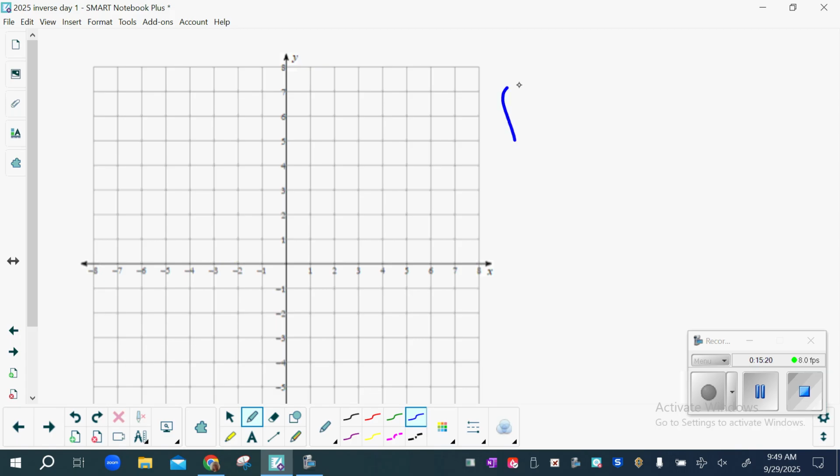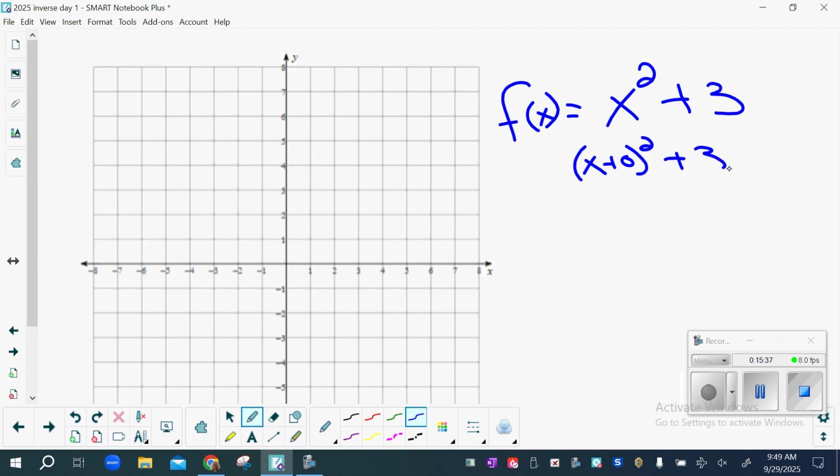Before we do that, though, could you guys do this one? Here's a little hint. We've done this like a million times last week. How about a 0 there? Plus 3. Yeah. How about that? It's a U. It doesn't shift side to side. It shifts up and down. Make a little U.